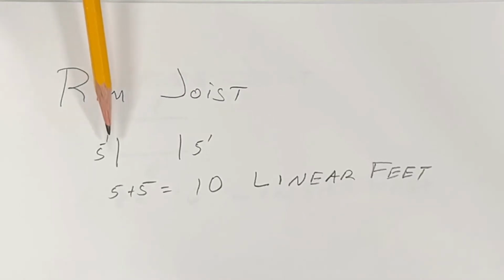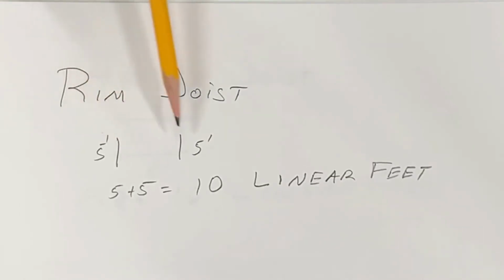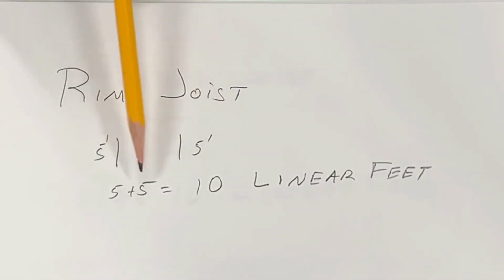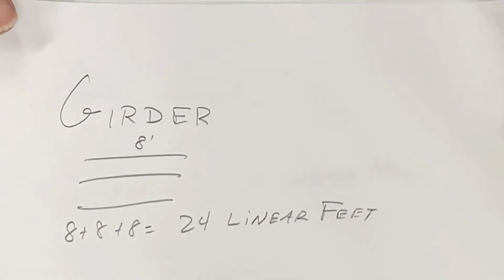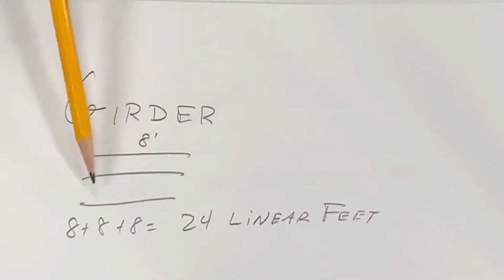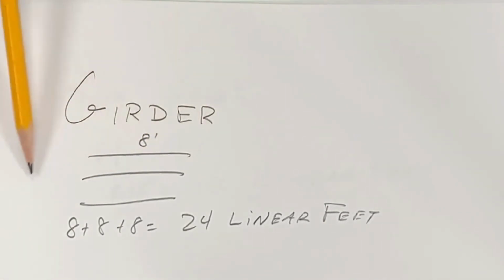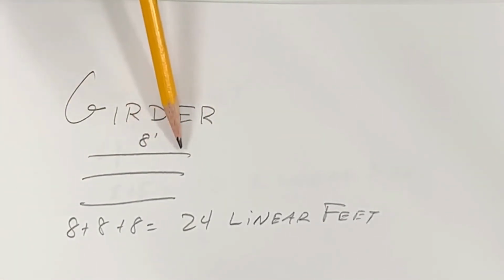Rim joists are on the outsides, running parallel to the common. I've got 5 foot, 5 foot, 5 plus 5 is 10 linear feet. We'll go through these a little quicker. The girder, I've got 3 boards built up across the middle. The entire span of the girder is 8 feet. So I've got 8, 8, and 8, 24 linear feet.